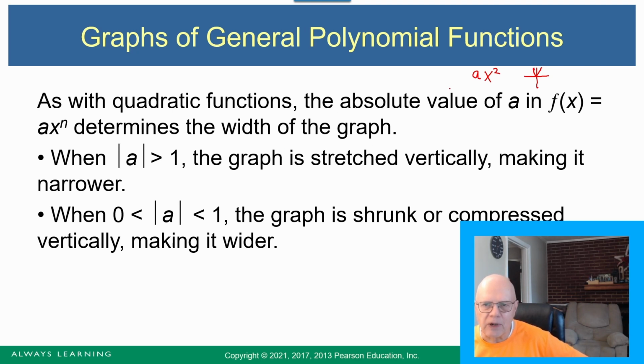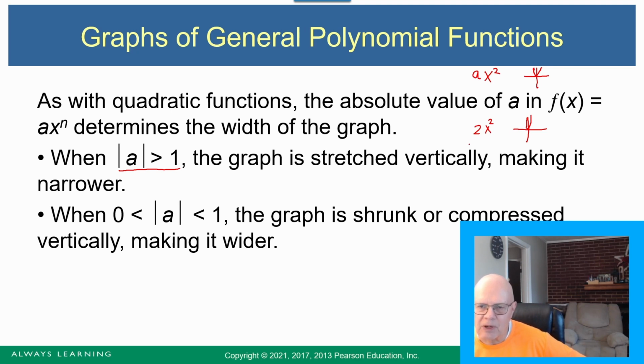If the number in front is bigger than 1 in absolute value, in other words, further away from 0 than positive 1 or negative 1, then it's stretched vertically, or narrow. So if we have 2x squared, what we'll have is something that is more like this.